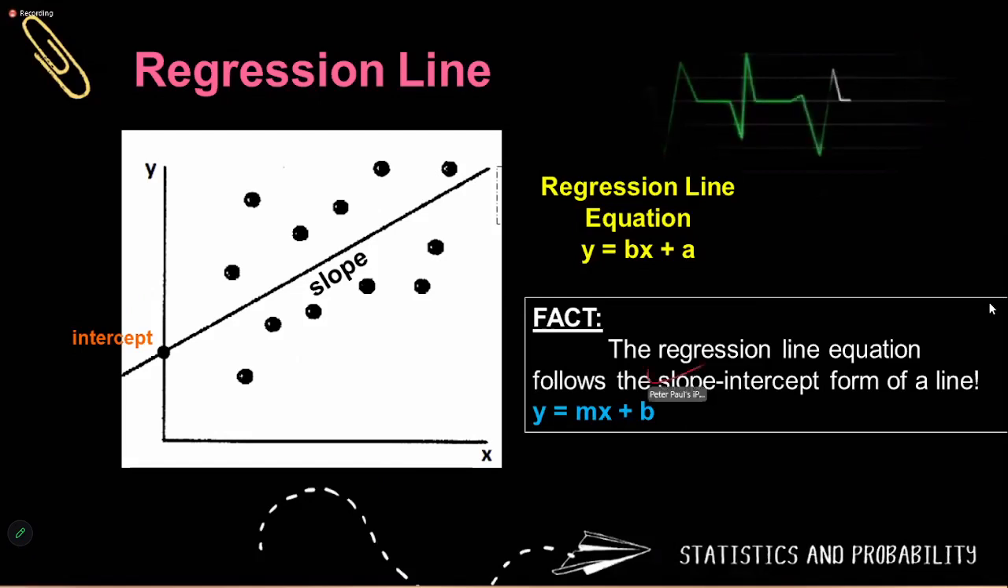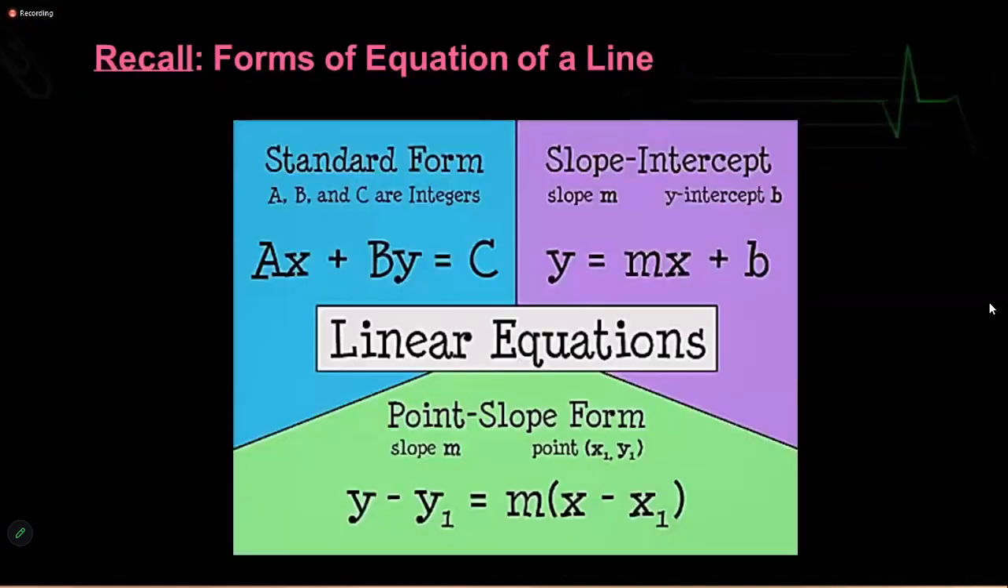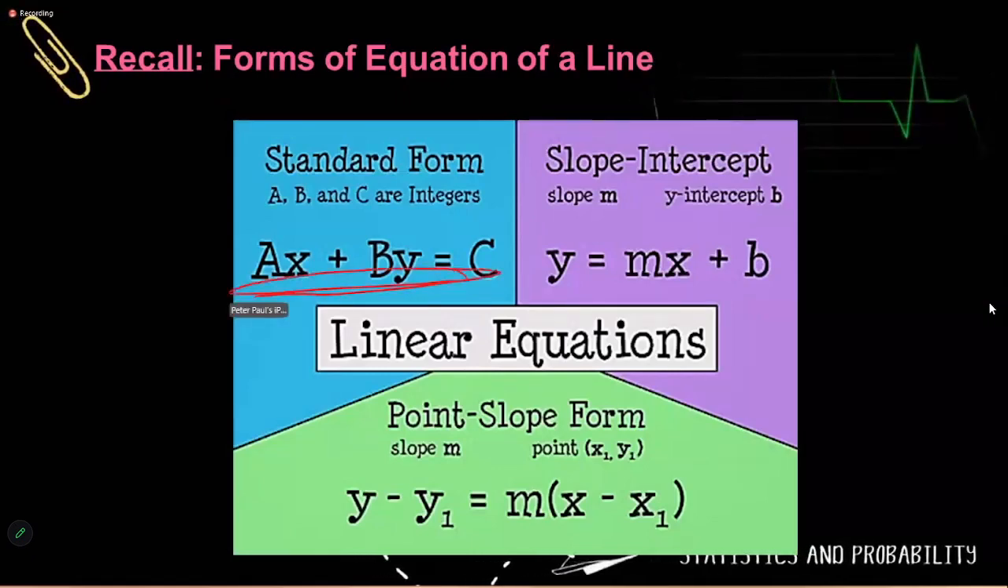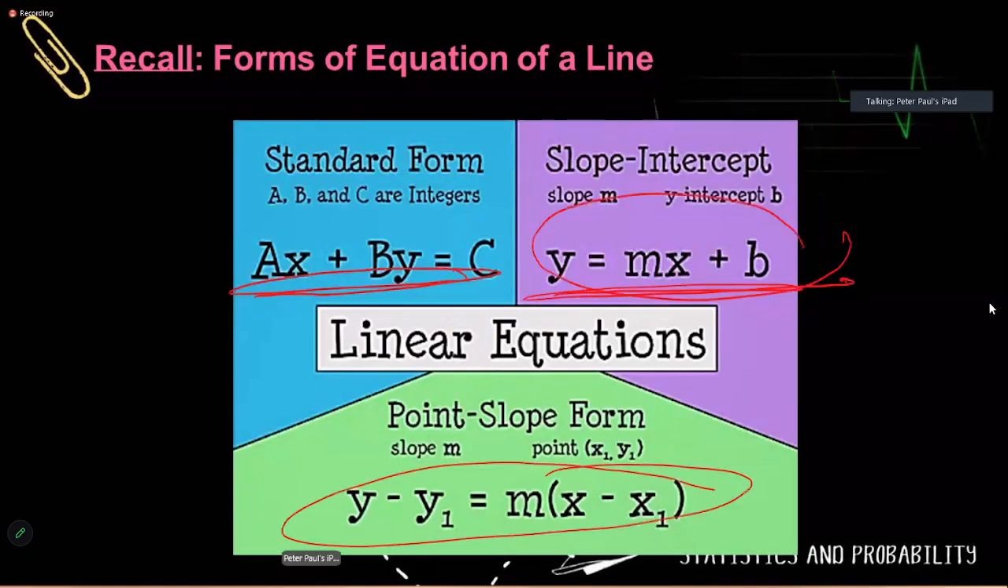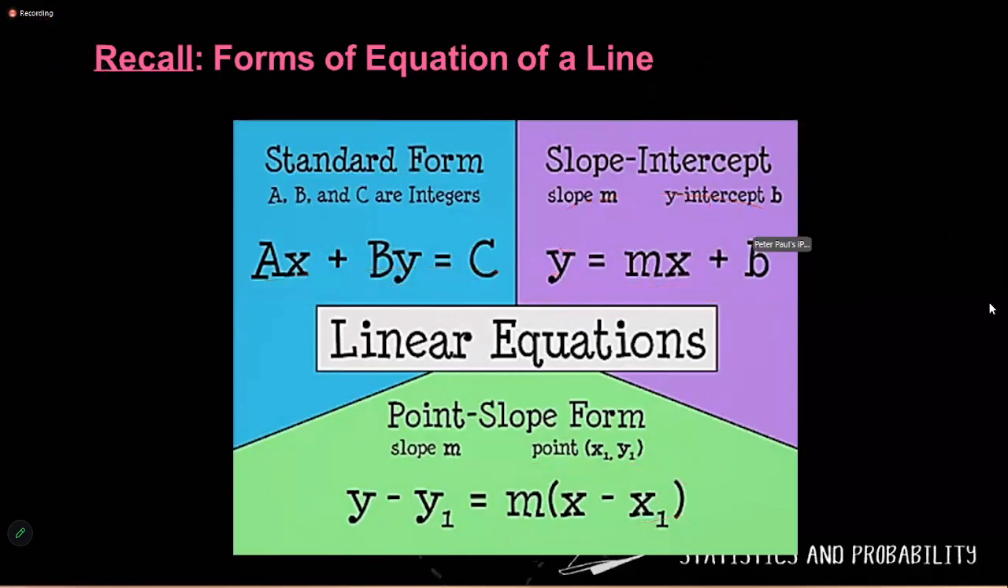So, we need to find the slope b and the y-intercept, which is a, using the regression line equation. So, look at our standard form. It looks like this. When we put it in slope-intercept form, this is how it looks. In point-slope form, it looks like this. But that is not our focus. This is what we will use: y is equal to mx plus b. But in the regression line, it is y is equal to bx plus a. So, don't be confused.